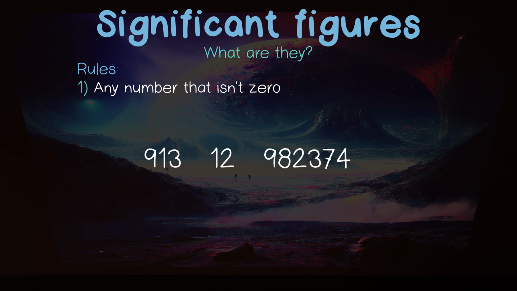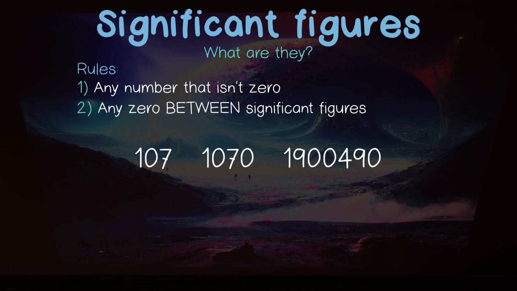But when zeros get trapped between significant figures, then they are significant. So we have 3 significant figures in our first number because the 0 is trapped between the 1 and the 7. In our second number, we have 3 significant figures because the 0 on the end is not trapped between 2 other significant figures, so it's called a trailing 0 and we ignore it. And finally, for our last number, we have 6 significant figures because the 2 zeros are trapped and the 0 on the end is a trailing 0, so we ignore it. So that's our second rule. Zeros that are trapped between significant figures do get counted.